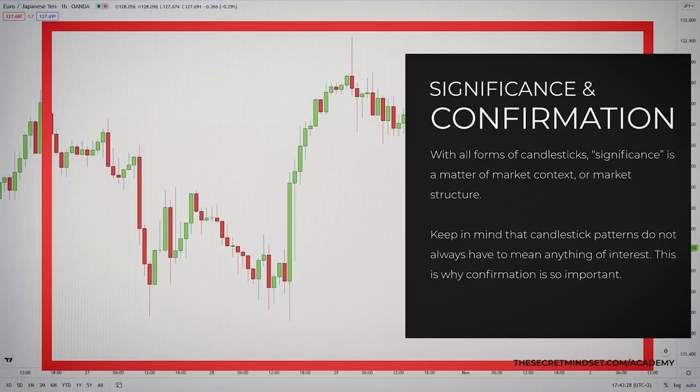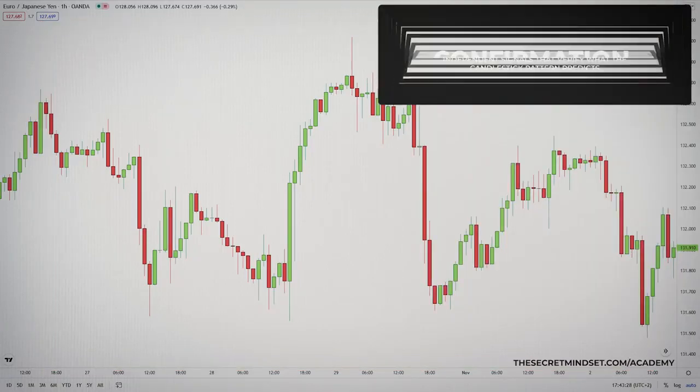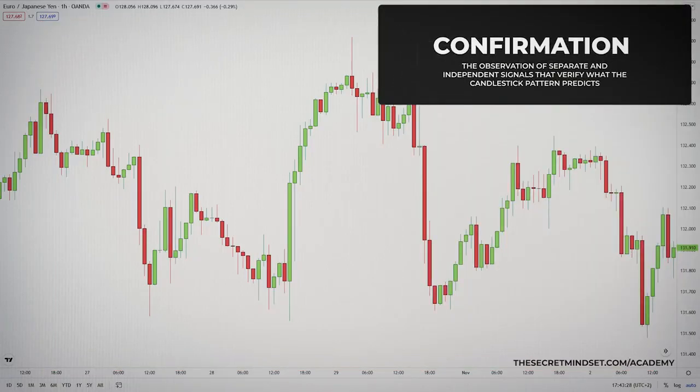Also, candlestick patterns don't always have to mean anything of interest. Some signals are really not signals at all. This is why confirmation is so important. Confirmation is an important aspect of candlestick analysis. It's the observation of separate and independent signals that verify what the candlestick pattern predicts.